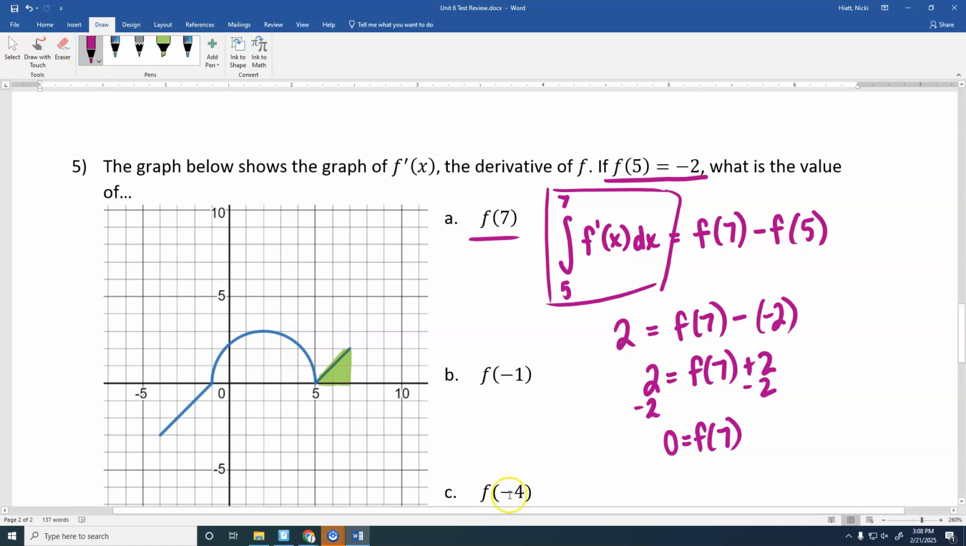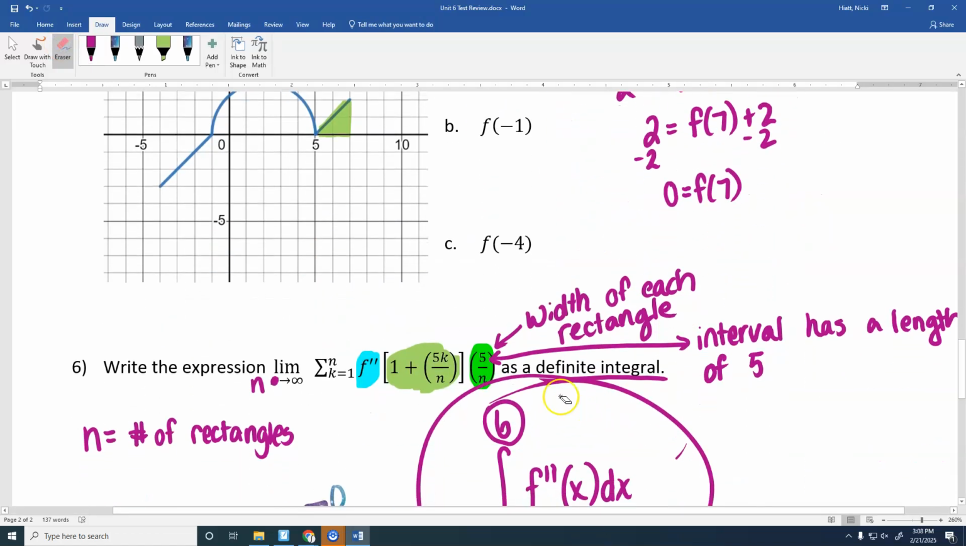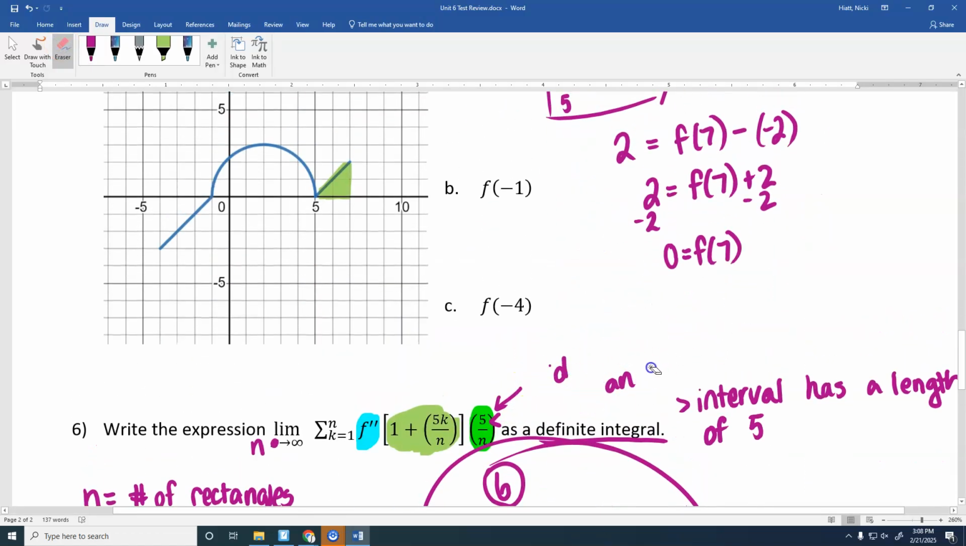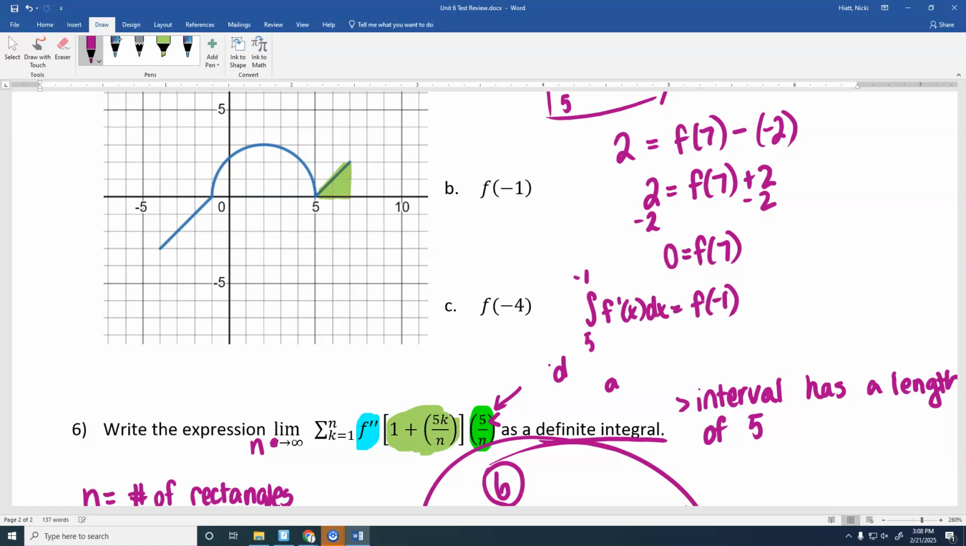And the other ones are going to be similar. They're going to be a little harder to do, because you would have, like, for that negative 1, you would set up like the integral from 5 to negative 1 of f prime of x dx. That will be f of negative 1 minus f of 5. Like that. You will find this from the graph and then plug in your negative 2 over here, and whatever you get here, solve that the same way.